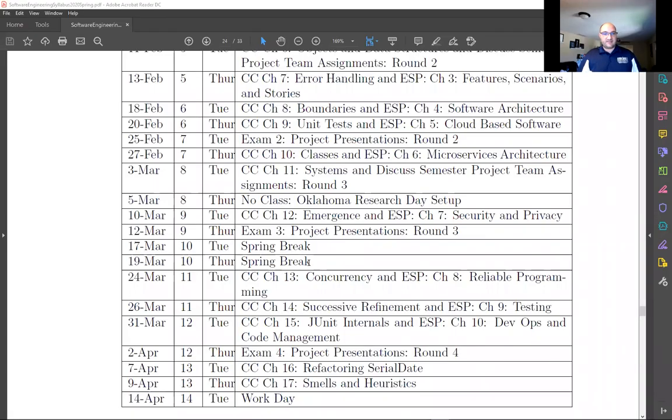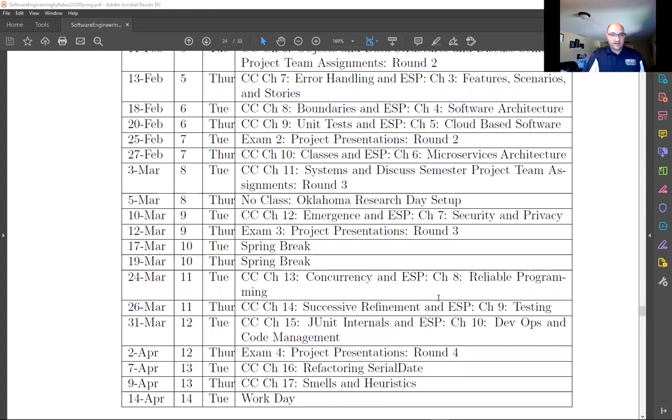So I'll share my screen with you so you can see what I'm looking at, and we can go ahead and get started. Okay, so just looking at the syllabus, this week we're supposed to be covering 2 chapters out of the Clean Coding book. The first one is on concurrency, and the second one is on successive refinement. I'm going to encourage you to read those both independently, and if you get a chance, I'd like to hear your thoughts on both of those chapters.